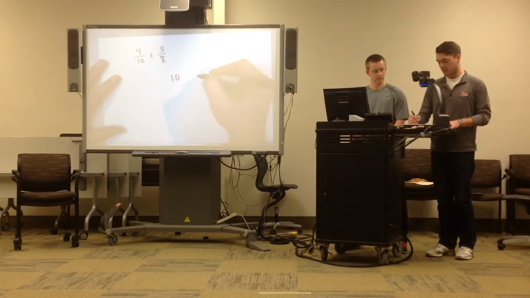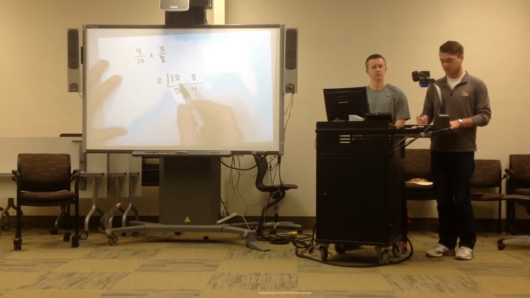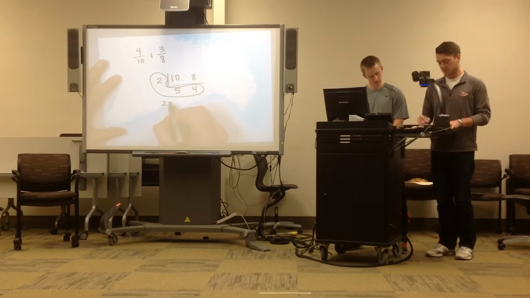So what we'll do is we'll write our 10 and our 8 and put a box around them. We want to pull out prime numbers, so we'll start with a 2. So 2 times what is 10? 2 times 5 is 10, and 2 times what is 8? 4. Once one of these numbers becomes prime, we know that we can stop pulling out numbers, so we just have to take these numbers here and multiply them. So we do 2 times 5 times 4. So 2 times 5 is 10, and 10 times 4 is 40. So our common denominator then would be 40.